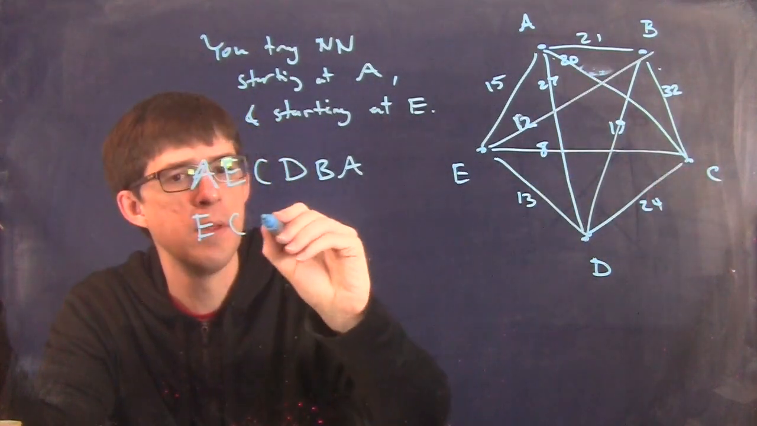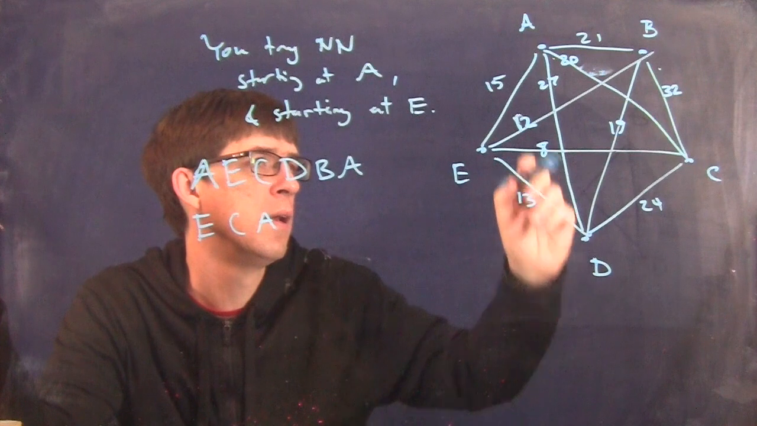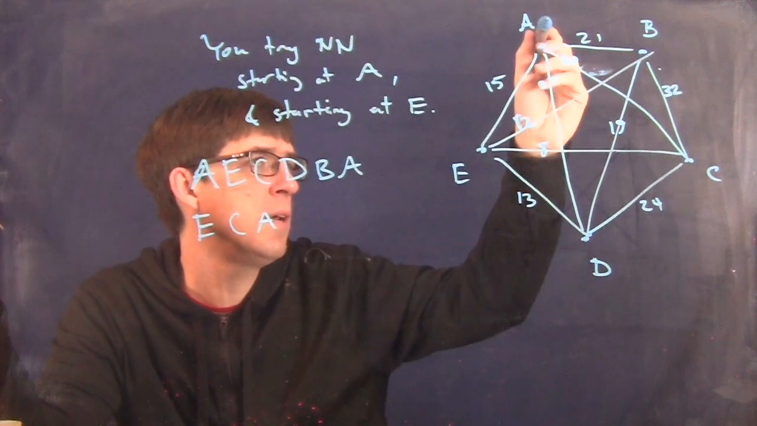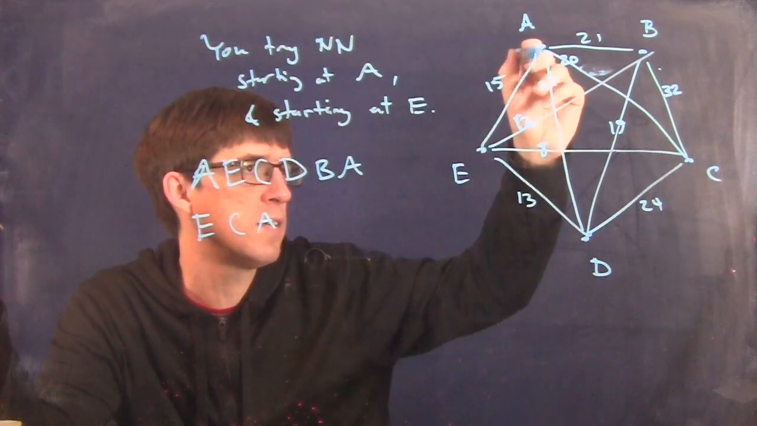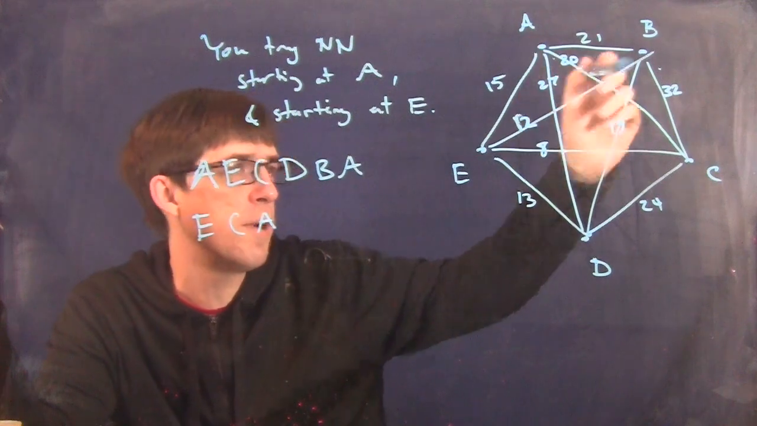I should do the 20. So E, C, A. Now from A, I got 15. Would be the cheapest, but I can't do that because I've already been to E. I can't do the 20. I better do the 21.